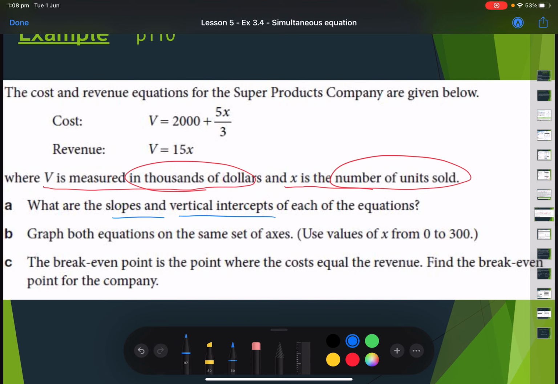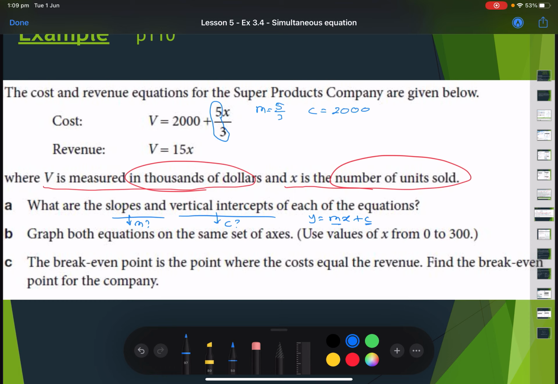the equations. So if we look at slope, slope is our gradient value, and vertical intercept is our c value in our y equals mx plus c. So remember, your gradient always comes before the x value, and the value on its own, the constant term, is your c value. All right, so having a look at this one, if we look at the first one here, okay, our gradient would be what comes before the x, which is 5 over 3. So m equals 5 over 3, our slope, and our c value, okay, our vertical intercept, would be 2,000.